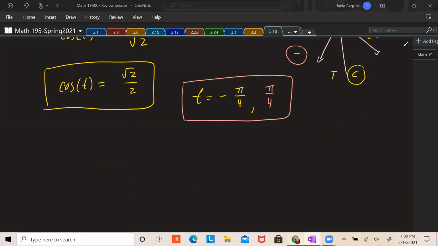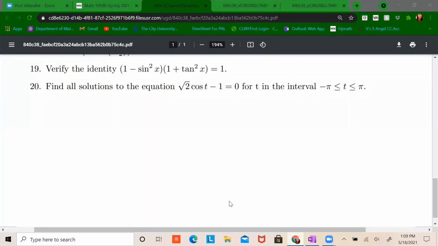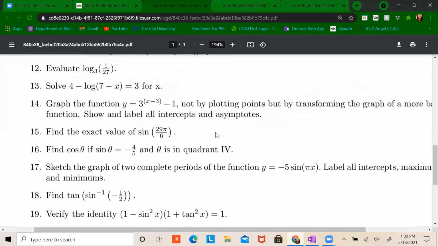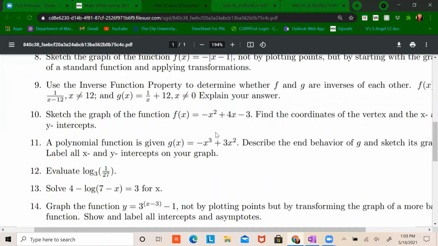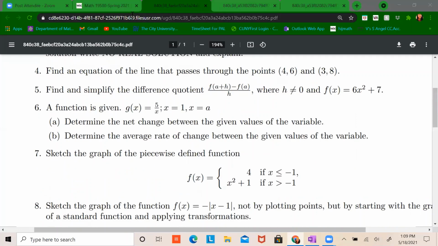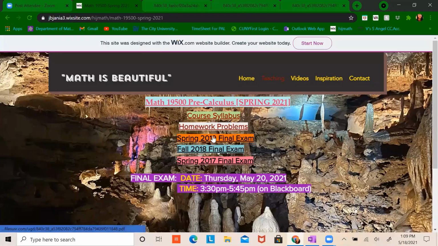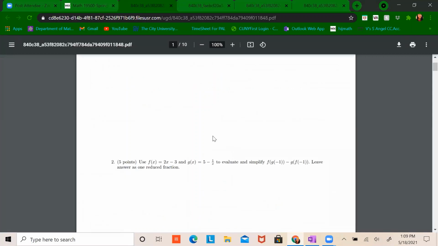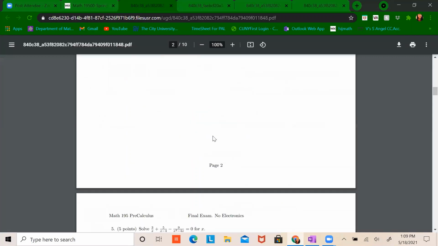So let me see if I can pull up one from here. Do we have one in this exam? There's one in spring 2019. Spring 2019, okay. So let's see. Number 9. Number 9. Mm-hmm.